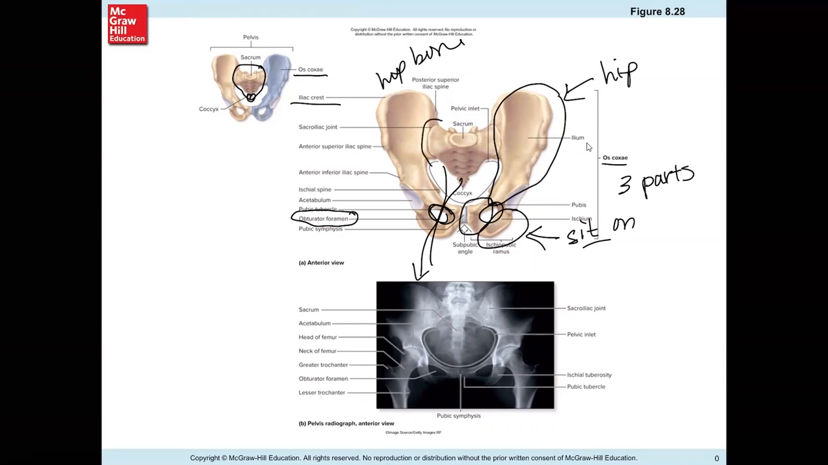The sacroiliac joint is important because that's where the sacrum and the ilium come together. Pelvic inlet is just us going in, and pelvic outlet is just it coming out. The pubic symphysis is the juncture at the top. The acetabulum is where the head of the femur articulates.